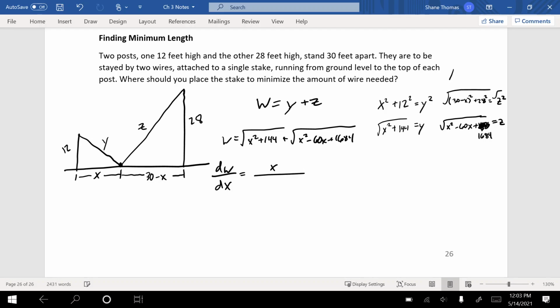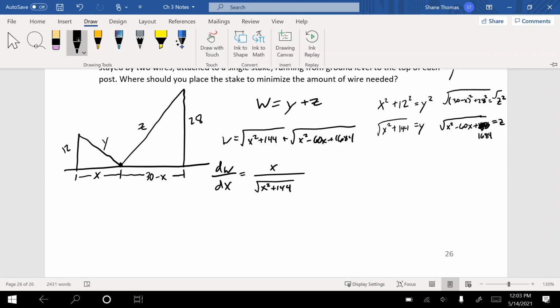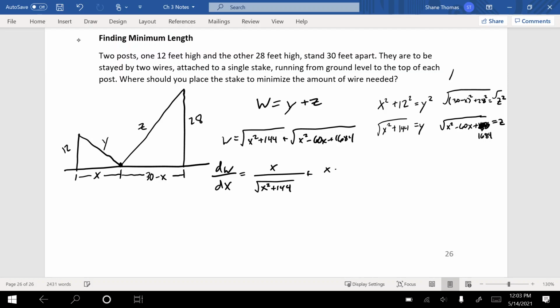X over square root of x squared plus 144, and that's plus x minus 30 over square root of x squared minus 60x plus 1684. Now, take this guy, set it equal to 0.